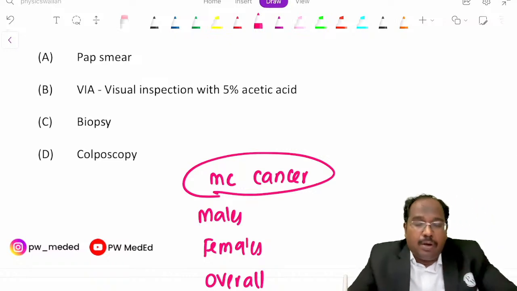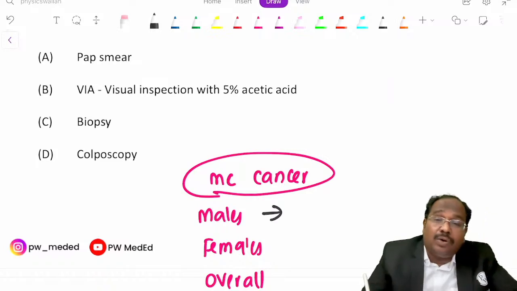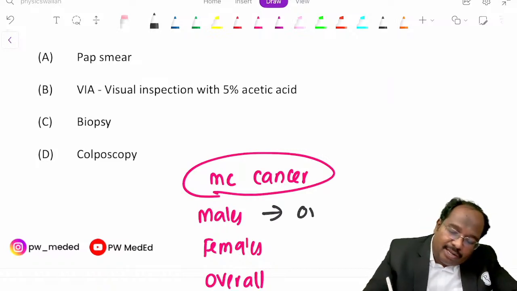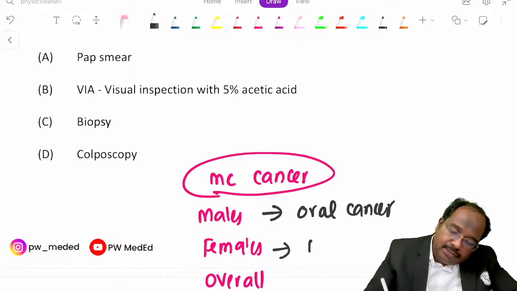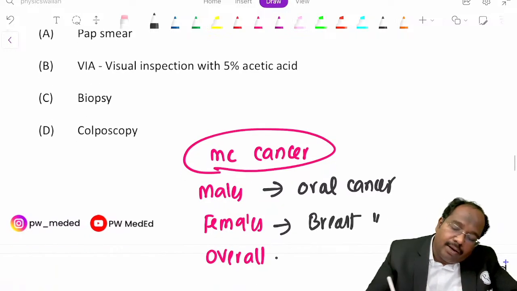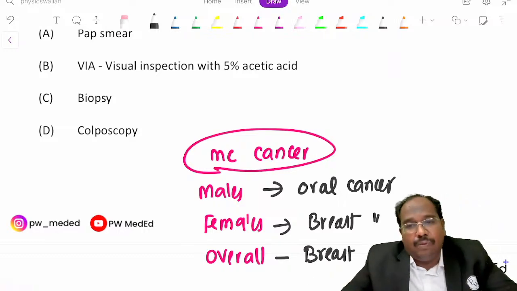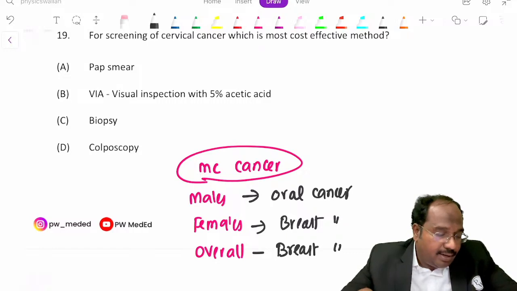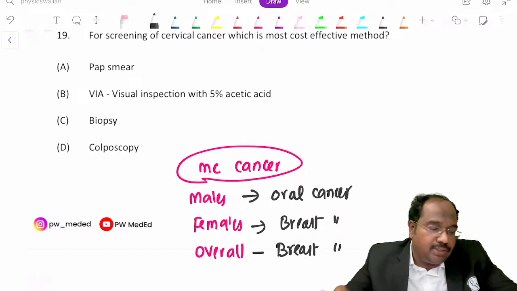What is the most common cancer among males? It is oral cancer. What about females? It is breast cancer. Overall, in India, we are talking about India, overall it is breast cancer. And males, it is oral cancer.